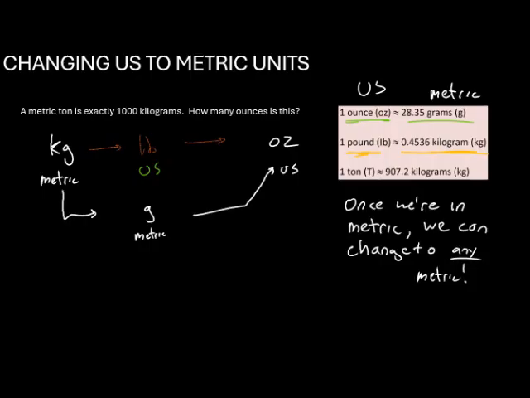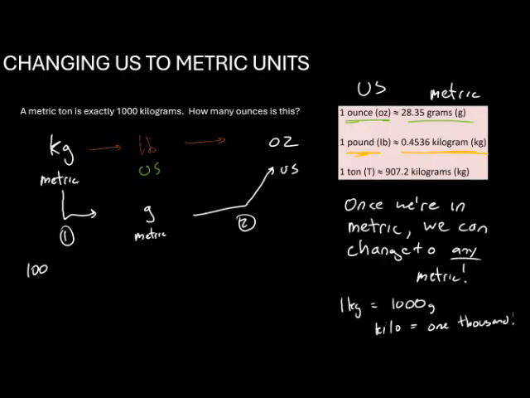However, I'm a fan of the second method, so we're going to take kilograms, which are metric, and change to grams, which are also metric. That will be our first step, and then changing from grams to ounces will be our second step. Let's recall that 1 kilogram is the same as 1,000 grams, reminding ourselves that kilo means 1,000 of something.